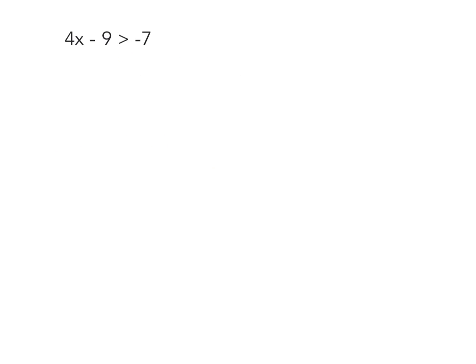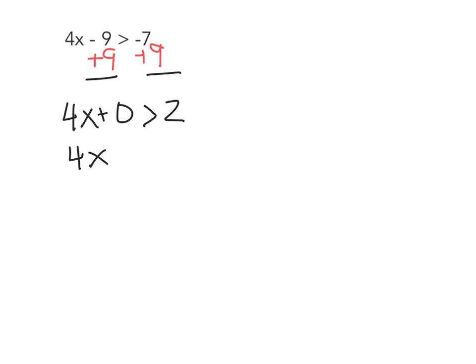Let's try one more just for good measure. So our x is on this side and we want to get it by itself. So as you know, we have to work away from the x first. We have a negative 9 and the opposite operation of minus is plus. So we're going to add 9 to both sides. And now we have 4x plus 0 is greater than negative 7 plus 9, which is positive 2. And 4x plus 0 is the same as saying 4x. So 4x is greater than 2.